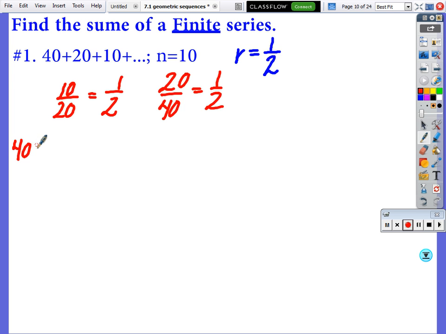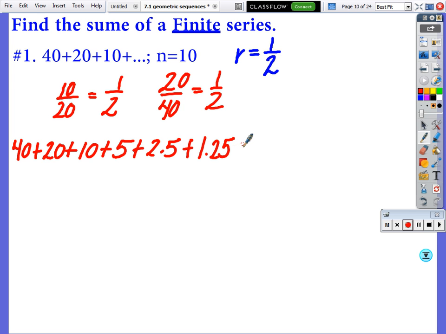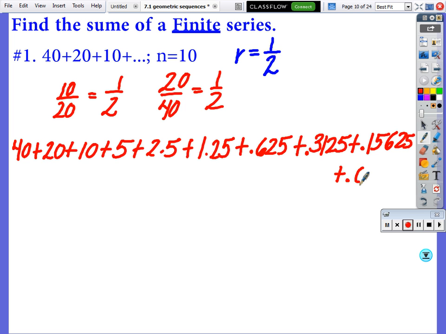So we're going to have 40 plus 20 plus 10, times by 1/2 is 5, times by 1/2 is 2.5, and continuing on, so plus 1.25, multiply that by 1/2 or divide it by 2, so plus 0.625. We're not to 10 terms yet, so multiply that by 1/2 and that would be 0.3125 plus 0.15625 plus, multiply that by 1/2, 0.078125. Now that was not too bad.